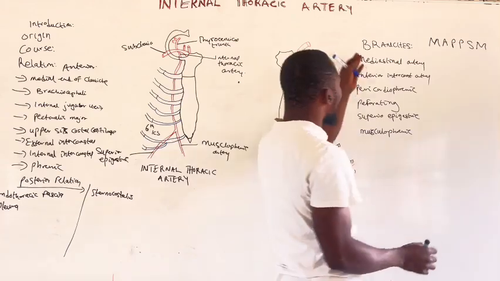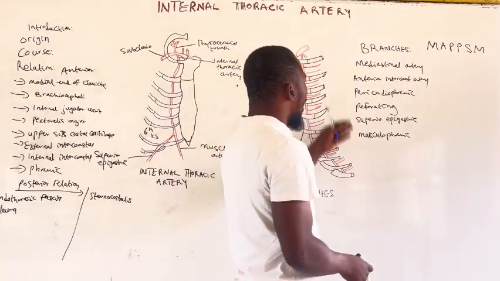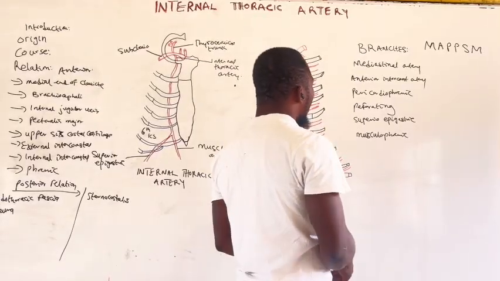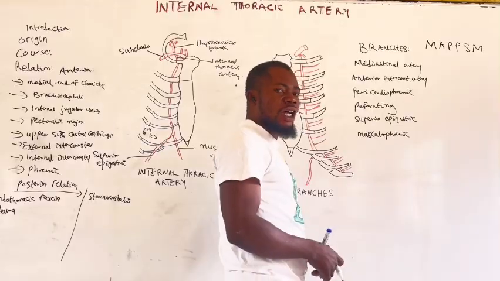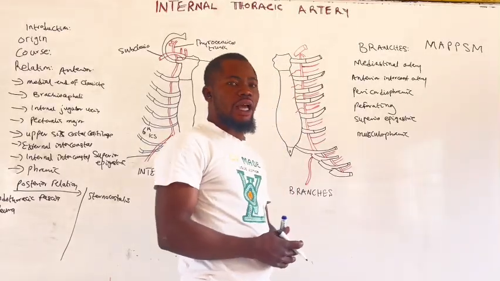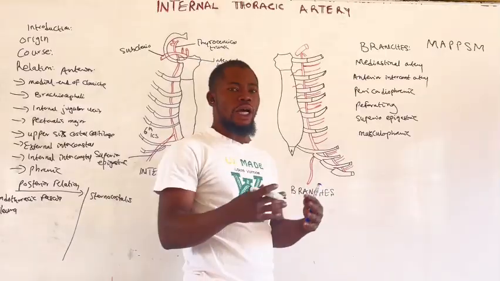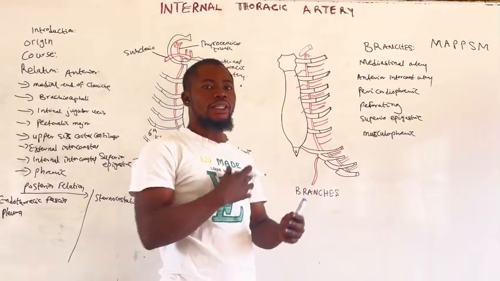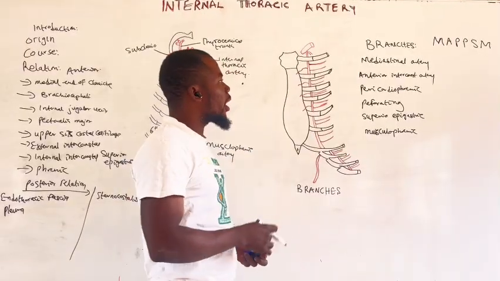So these are the branches of the internal thoracic artery: the mediastinal branch, the anterior intercostal artery, pericardiophrenic artery, the perforating artery, superior epigastric artery, as well as musculophrenic artery. The mediastinal artery is just a smaller and irregular branch of the internal thoracic artery which supplies the fat as well as the thymus that are present in the pericardium.